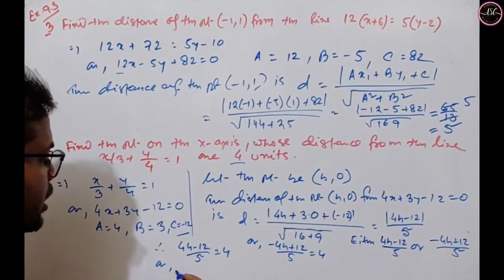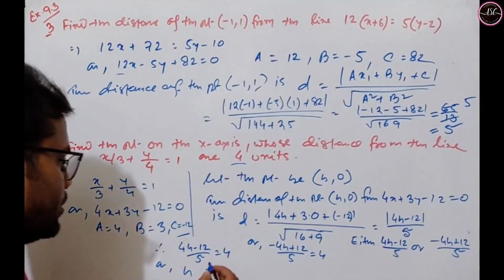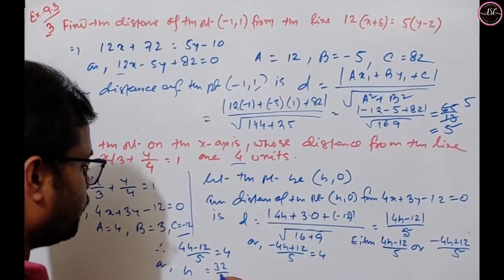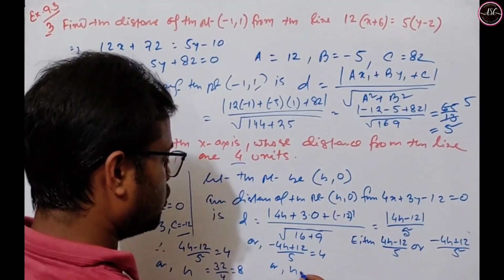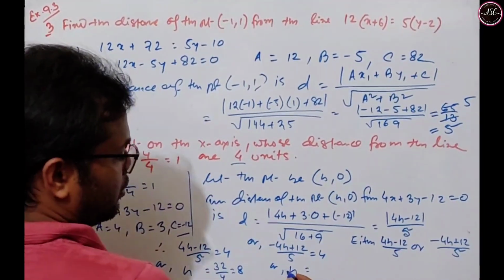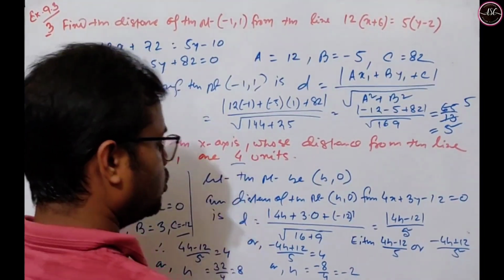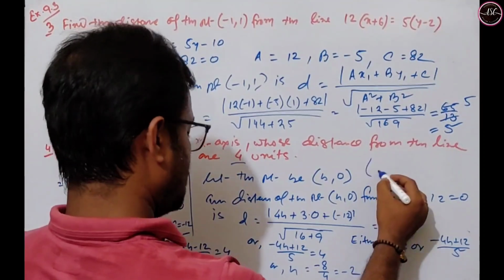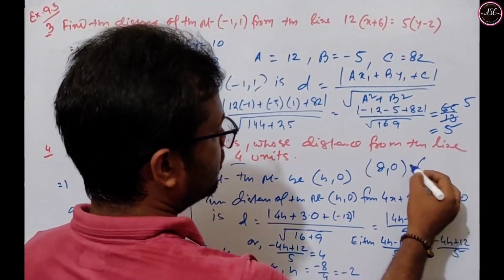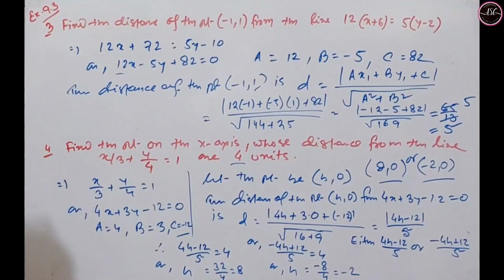Okay, so just calculate this: h equal to (20 plus 12) by 4, that means 32 by 4, that means 8, and this will be h equal to (20 minus 8) by 4, that means minus 2. So the coordinate of this point will be either 8 comma 0 or minus 2 comma 0. This will be your answer.